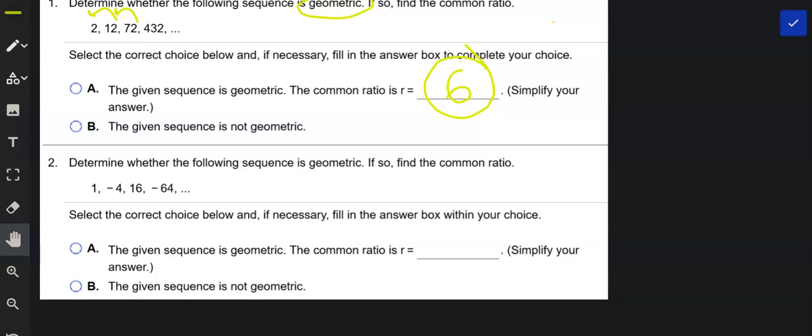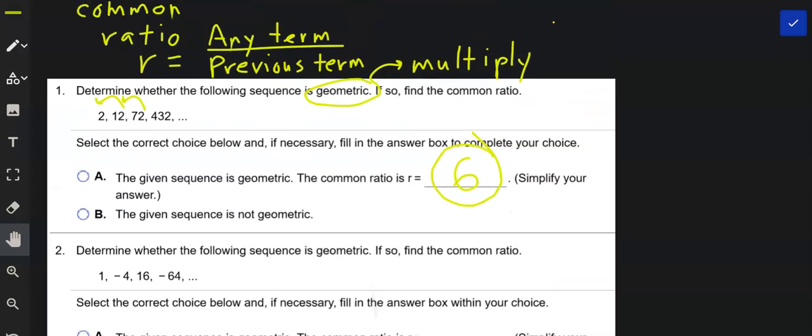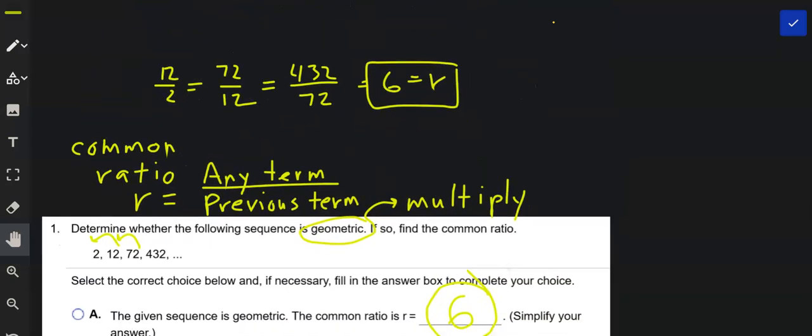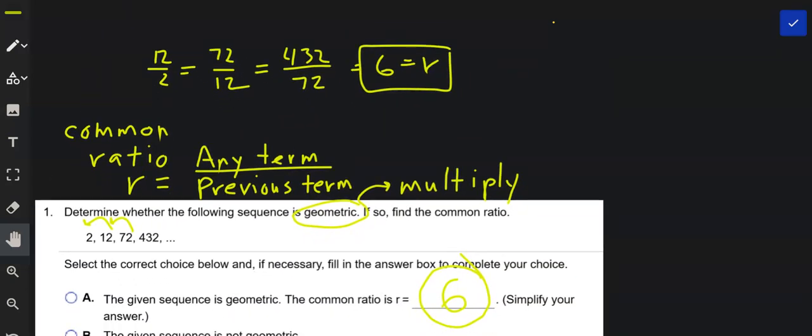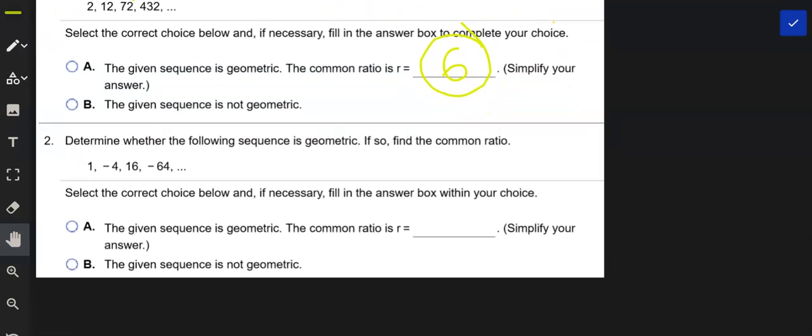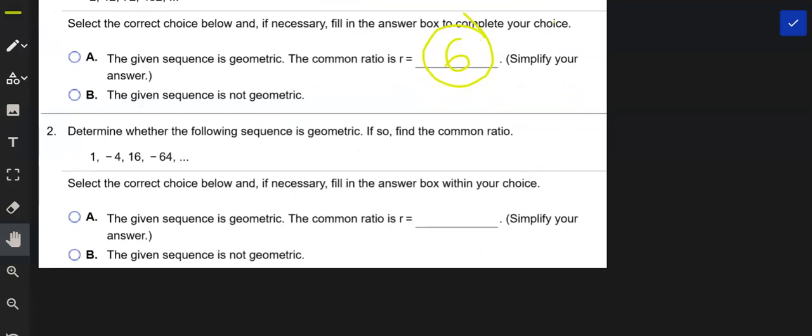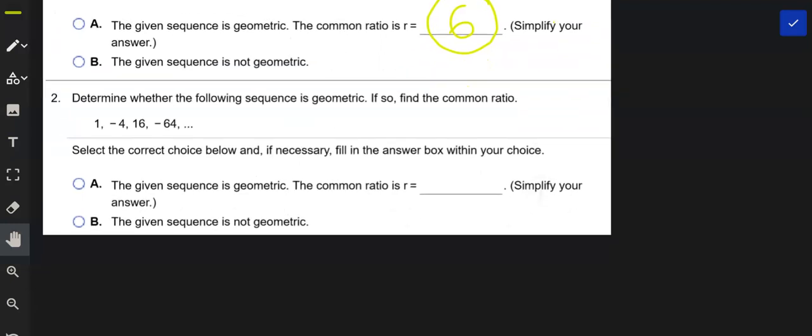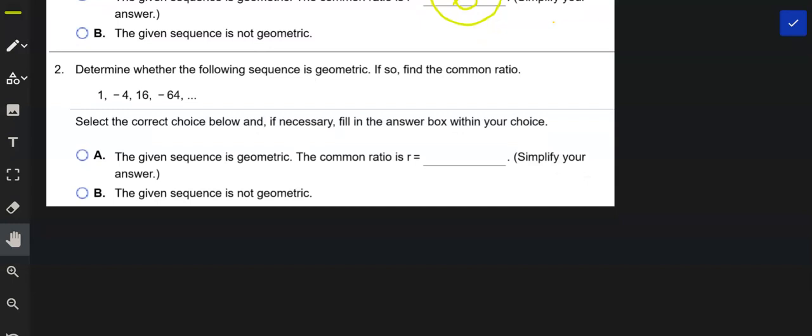You do the next one. So any term divided by the previous term is your common ratio. And we were multiplying by 6 each time. Got it? Okay. Your turn. Work on question 2. Show your work.